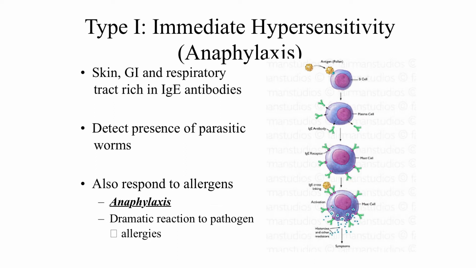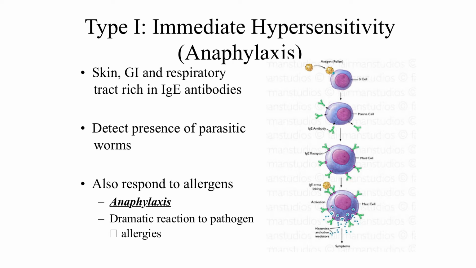So we'll start with probably the most well-known of the hypersensitivities, the type 1 hypersensitivity, which is an immediate hypersensitivity and is referred to as anaphylaxis. This is also just referred to as an allergic response or an allergic reaction.